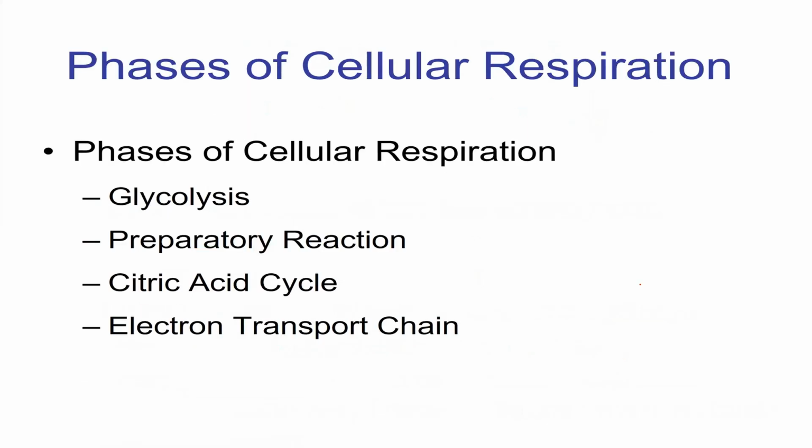So the four phases that we're going to be talking about are glycolysis, the prep reaction, the citric acid cycle, and the electron transport chain. This is in part 1 video, and all of these are going to be in part 2 video.